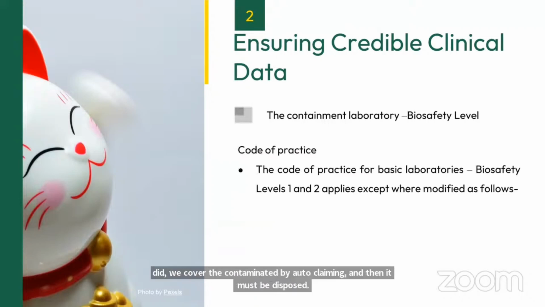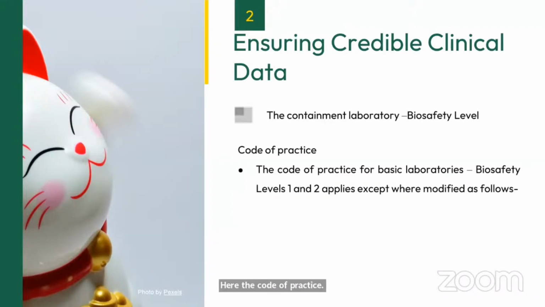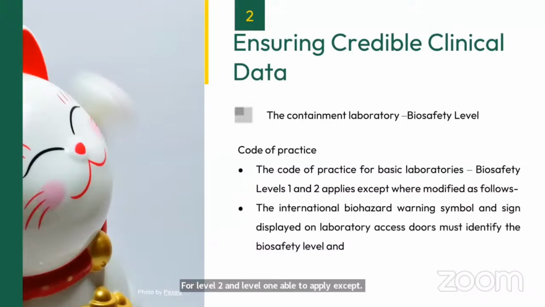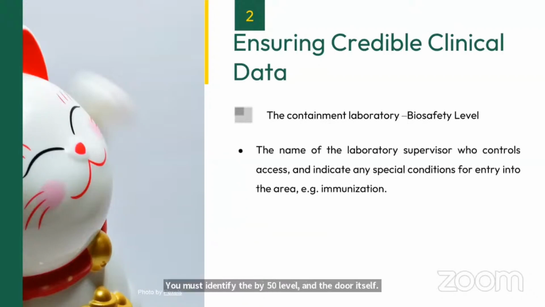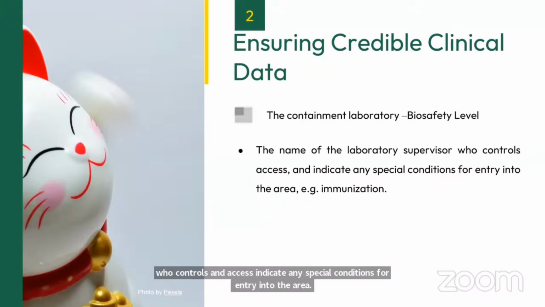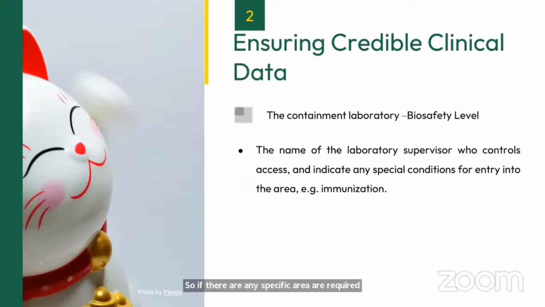Here, the code of practice for level 1 and level 2 applies, except that international hazard warning signs and symbols must be displayed on the laboratory area access doors and must identify the biosafety level. So you must identify the biosafety level at the door itself. There should be an appropriate sign with the name of the laboratory supervisor who controls access, and it should indicate any special conditions for entry into the area. If a specific area requires specific immunization, it must be under the supervisor's control so that they can monitor and control the access of personnel entering the laboratory area.